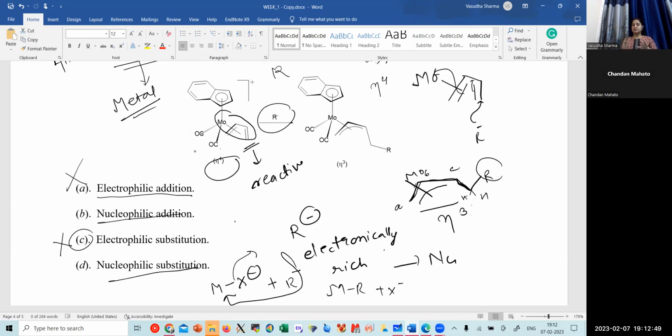But if substitution is not happening and it is getting added at one center, because if the eta 4 is there, it is still intact with your metal center and the R group is just added over here. So it can't be substituted. It has not substituted or replaced a particular whole ligand. It has just added on to one carbon. So the answer becomes nucleophilic addition. Is that understood?